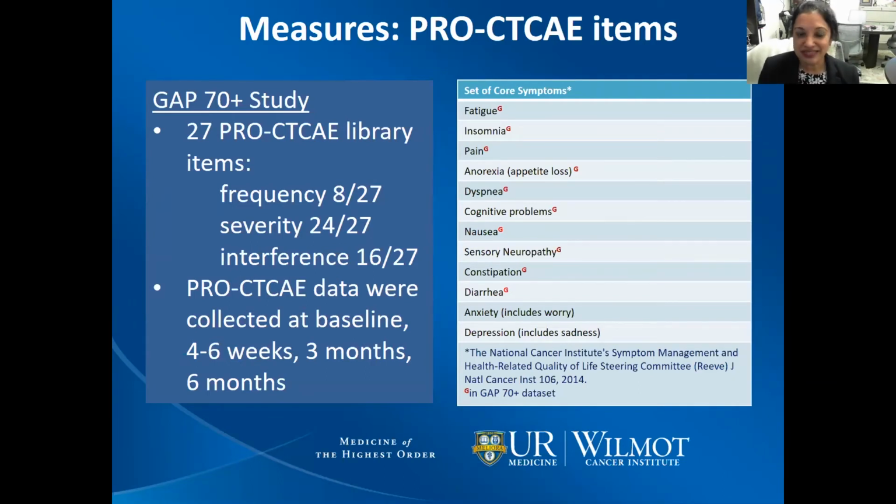So we chose 27 of the items that we thought were most appropriate for older adults receiving chemotherapy. Each of the items, as I mentioned, has different attributes. 8 of our items had frequency as an attribute, 24 had severity as an attribute, 16 had interference as an attribute. And much of our analyses thus far has focused on severity as an attribute, because that's the attribute that's the most prevalent in our items. We collected the data at baseline, and I'll show you why baseline data collection, as Diane mentioned, is so important. And at 4 to 6 weeks, 3 months, and at 6 months.